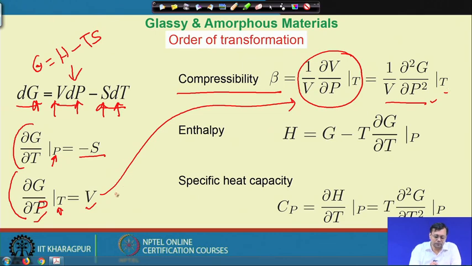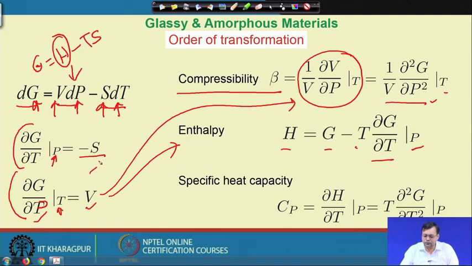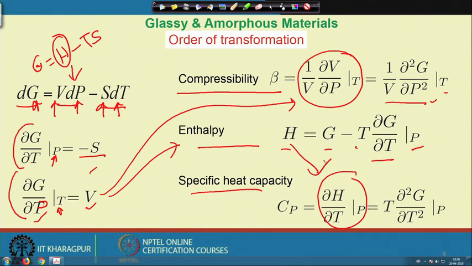Now, what does enthalpy really mean? Here is the enthalpy term: H is equal to G minus T into dG by dT at constant pressure. So, now we understand how we can estimate the enthalpy, or let us say the specific heat capacity, which means that if we take the derivative del H by del T at constant pressure, we get Cp, the specific heat capacity at constant pressure.